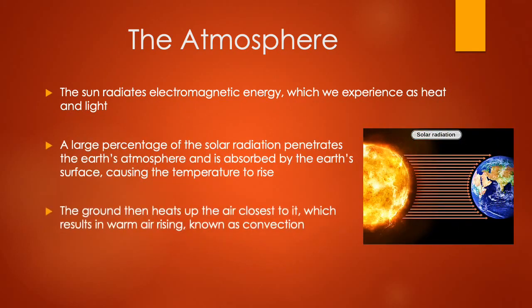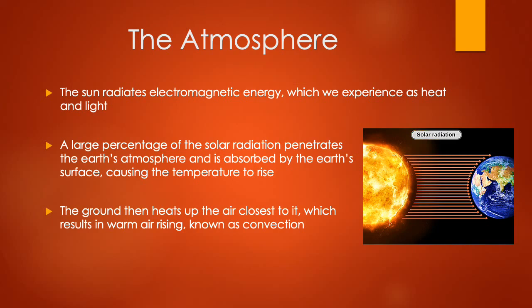So the sun radiates electromagnetic energy, and that's how we experience heat and also light. And a large percentage of solar radiation penetrates the Earth's atmosphere and then is absorbed by the Earth, and that's what's going to cause the temperature of the Earth to rise.